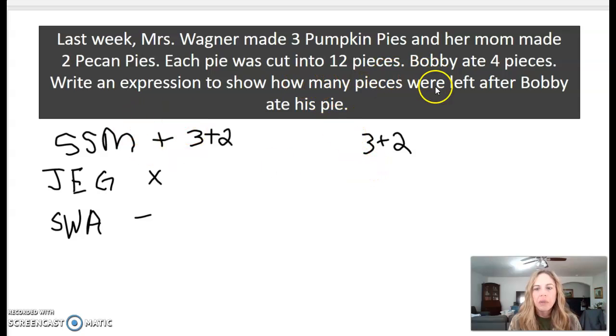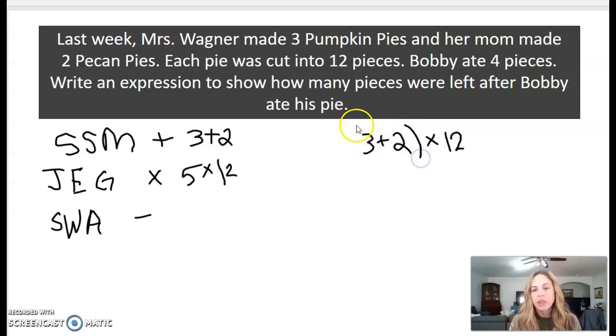Well, to know all the pieces I had from all the pies I had, I need to take the number of pies I have, which I know is 5, and multiply it by the pieces in 1 pie. That will give me all the pieces I have all together. So how do I show the solver that I need to add 3 plus 2 first before I multiply by 12? Because I'm not going to multiply 2 times 12, and I'm not going to multiply 3 times 12. What do I do to tell them to add 3 plus 2 first?